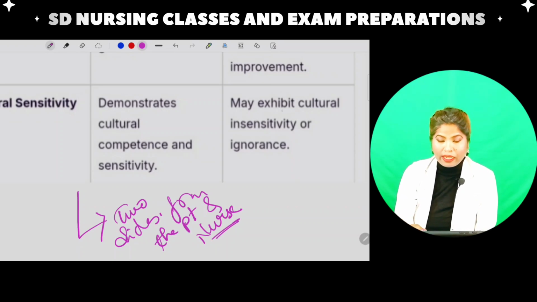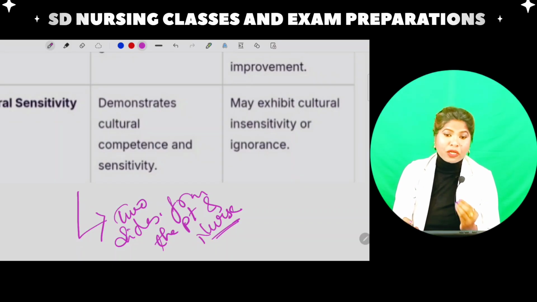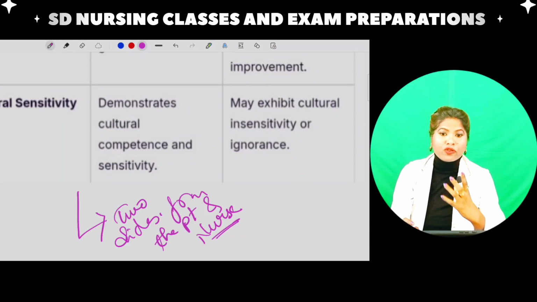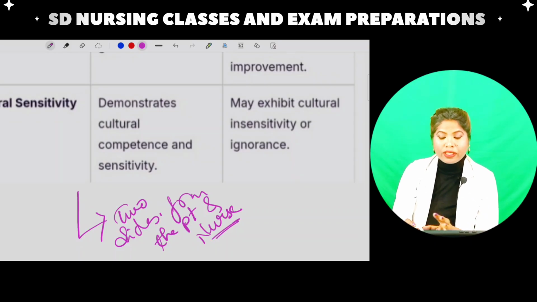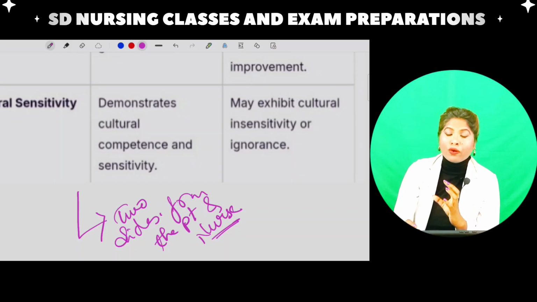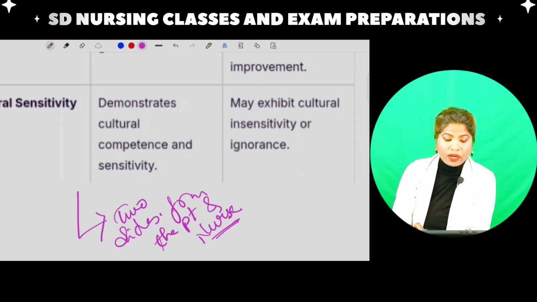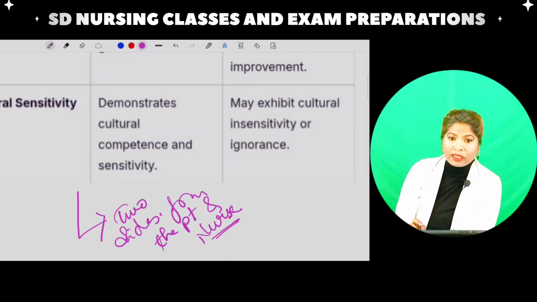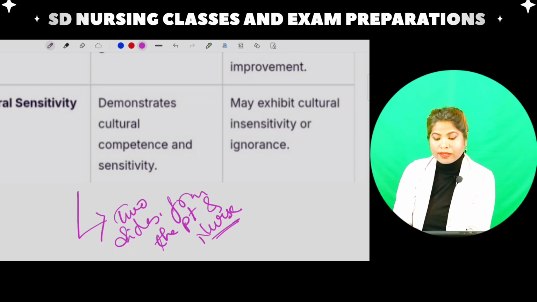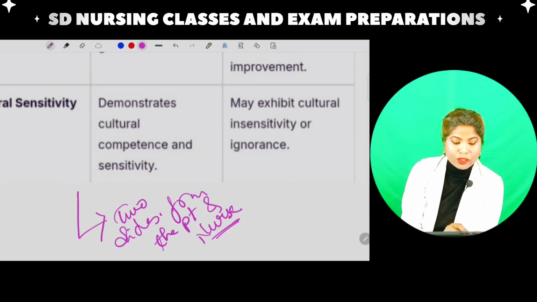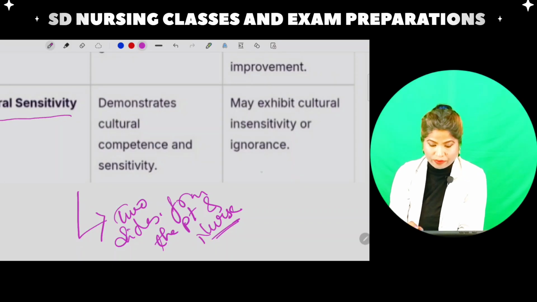So in the negative, in non-therapeutic communication, what happens? It may exhibit cultural insensitivity or ignorance. You just ignore everything: the patient's culture, the patient's values, what he believes. Everything is ignored, and you are not understanding the patient's emotion, values, or thoughts. That may hurt the patient, because it will not work. So this is totally negative.